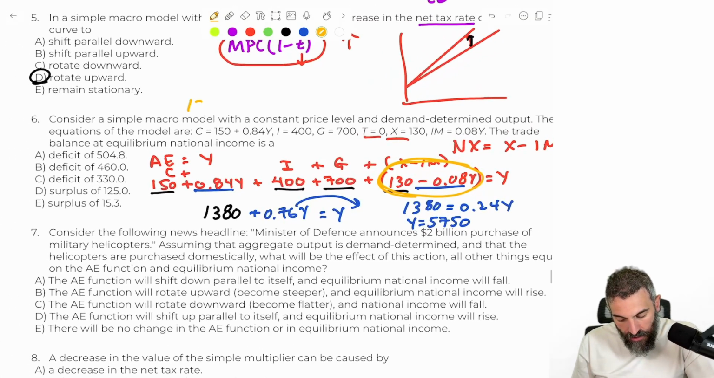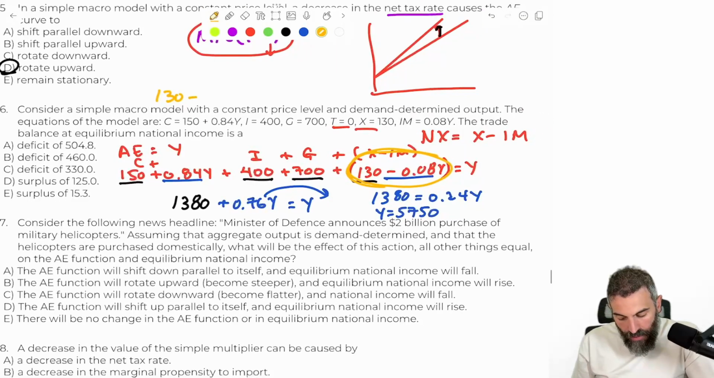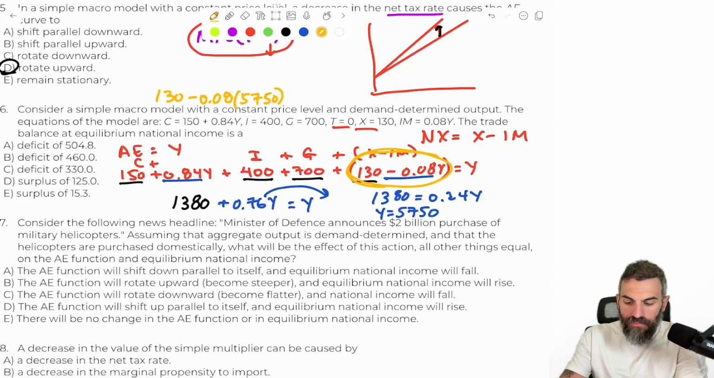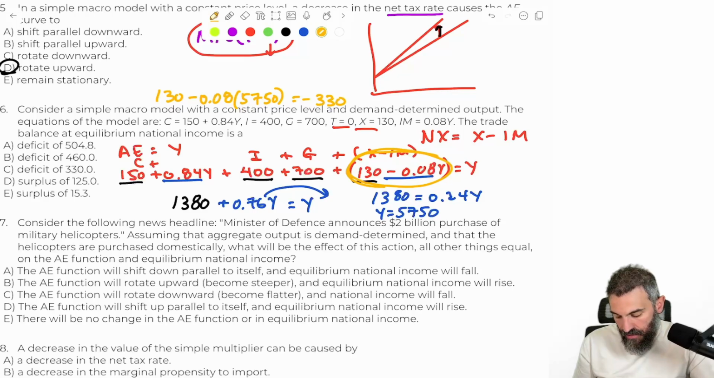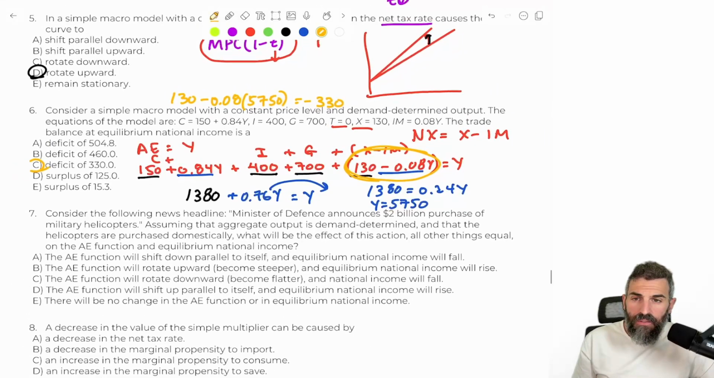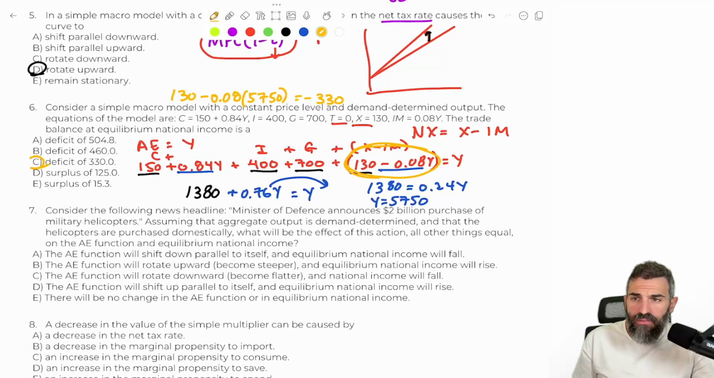I don't have a lot of space, so I'll do it up here. 130 minus 0.08 times 5750. A deficit, negative 330. We have a deficit of 330. Okay, so quite a bit to unpack there. Feel free to watch that over and over again.